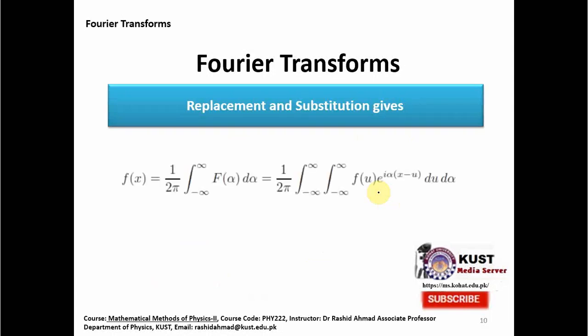And once we have completed this, and then replacing and substituting the Cn value into the f of x, you can see f of x is looking something like this. And if I put the f of alpha value, which we have developed over there, we get these two integrals, and then f of u and this exponential and du d alpha. And this can be simplified to look like 1 over 2 pi, as you can see that we have two integrations, the first integration and the second integration. So this is the f of x now transformed like this.